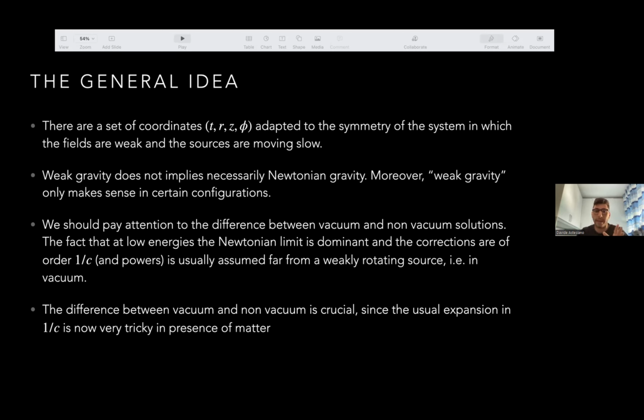Also, weak gravity makes sense only in certain configurations. Moreover, we should pay attention to the difference between vacuum and non-vacuum solutions, because sometimes people argue that if you take the expansion in 1/c, then all the contributions but the Newtonian are just damped by a factor 1/c. This is totally wrong, because there is a big difference between vacuum and non-vacuum solutions.